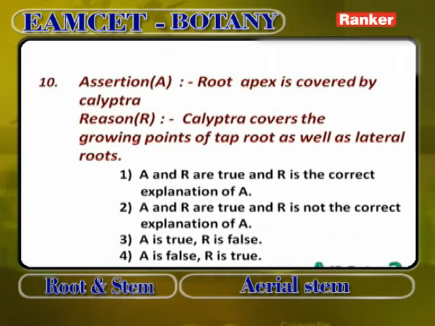Next, root apex is covered by calyptra. This is correct. Calyptra is nothing but root cap. Calyptra covers the growing points of taproot as well as lateral roots. It is not the correct explanation. That's why A and R are true. R is not the correct explanation of A.